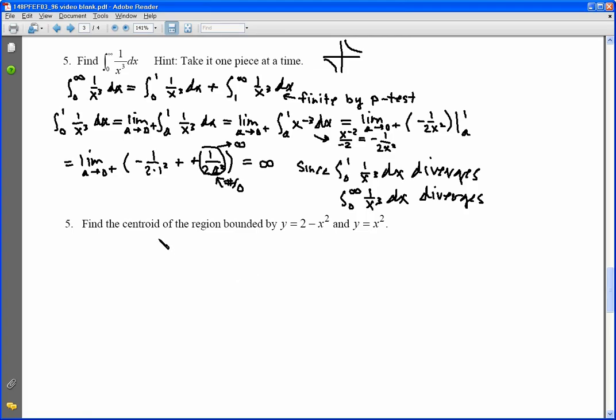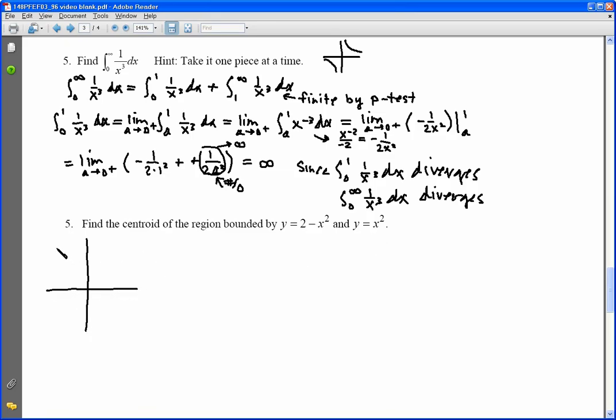Okay, and next up we have a centroid. So the centroid of a region bounded by y equals 2 minus x squared and y equals x squared. So this is a region between two functions. So one of the first things you want to do is graph your region on the calculator.